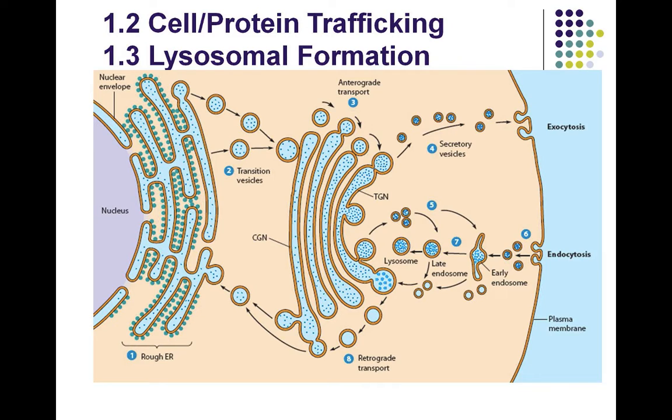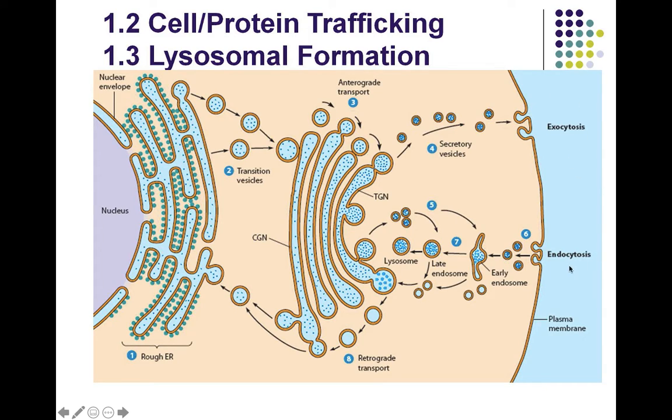There is a secretory pathway. You start from the ER, then to the Golgi, then the secretory vesicles that will leave the Golgi area, and then the secretory vesicles fusing with the membrane, leading to exocytosis. And the cargo will be released to the extracellular environment.